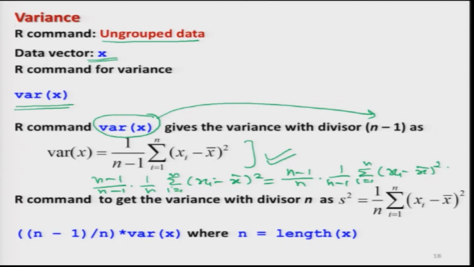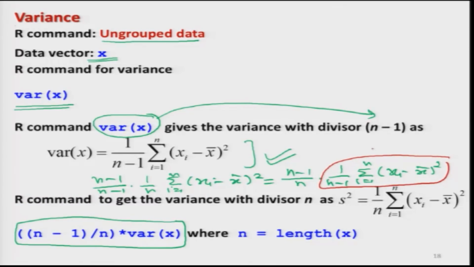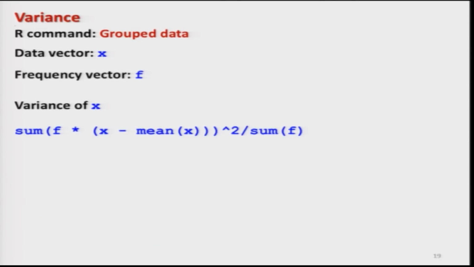So, in case you are very particular about getting the divisor n in the variance, I would suggest that you multiply the variance of x by the factor (n minus 1) upon n. For example, you can see here, now I am writing in red color, this quantity will give you the variance of x, and this quantity is the factor by which, if you multiply the variance, you will get the variance with divisor n, where n is the length of the x vector, that is the number of observations present in the data set.